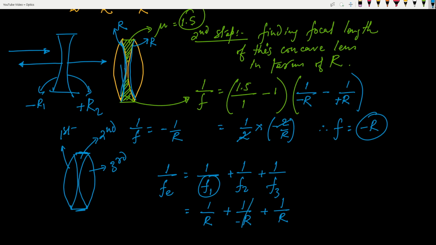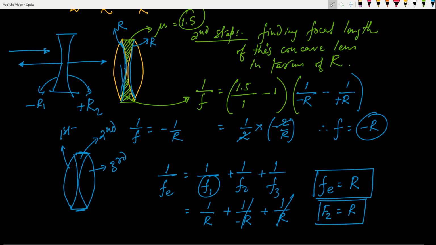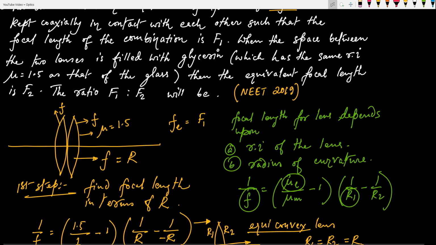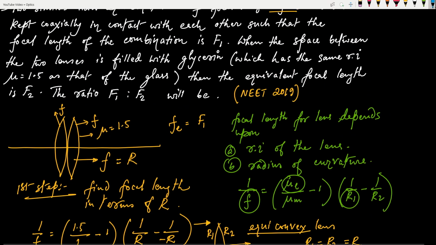So minus 1 by r plus 1 by r got cancelled, so the combined focal length is basically r. Okay, now this is f2, isn't it? Because if you look into the question, it says you need to find out the ratio of f1 by f2. F1 is the combination when no glycerin was present in between the convex lens, and this is f2 when glycerin is used between the convex lens. So we got f2 as r.